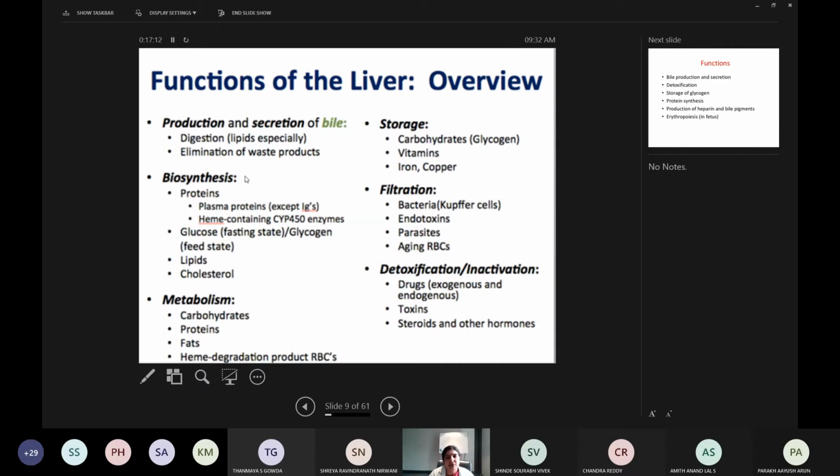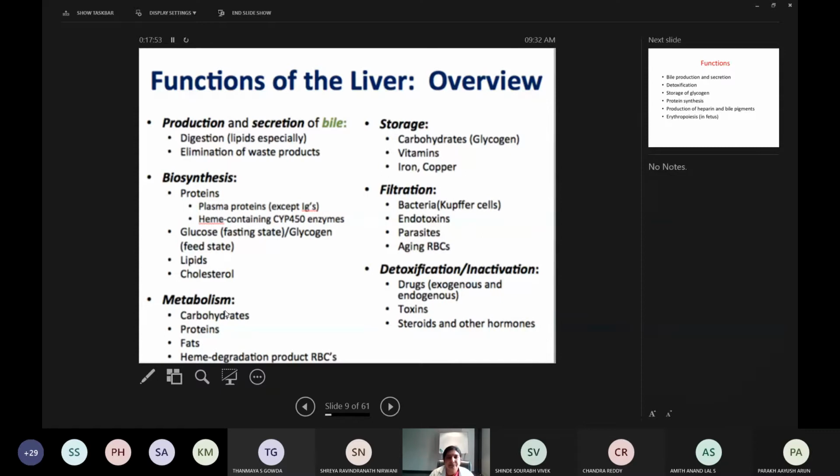Then another important function is that it synthesizes proteins like plasma proteins, heme-containing CYP450 enzymes, and many others, and it does gluconeogenesis and glycogenolysis. Right, these are the main important functions of the liver. Then lipids and cholesterol. The liver synthesizes cholesterol, which is a very important product for synthesis of many other enzymes, as well as bile. Bile is also synthesized from cholesterol only, and lipids.